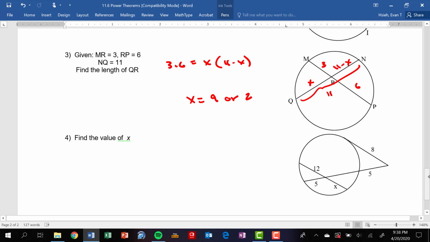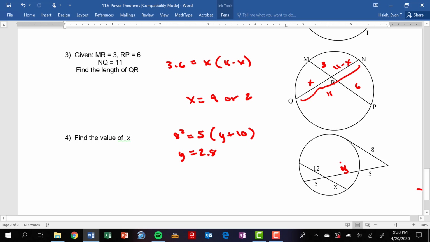And the last one here, find the value of x. I know I need to find this guy first right there, so I'm going to call that y. So I'm going to get 8 squared equals 5, short shadow, times the long shadow, which is y plus 10. It's 5 plus 5. And then I'm going to solve for y. Y ends up being 2.8.